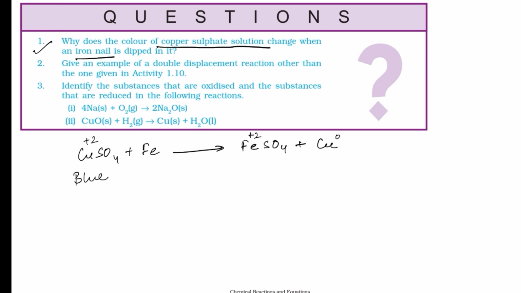Now if you see in the product, ferrous sulfate is formed. So Fe2+ ions are available in the solution. Copper ions are not available in the solution. Therefore, the blue color of the copper sulfate solution changes. This is the answer to the first question.